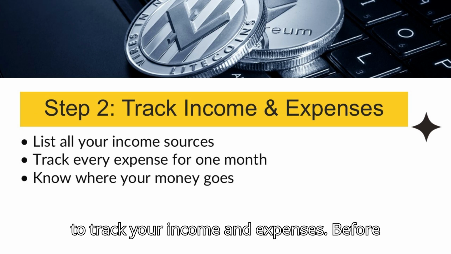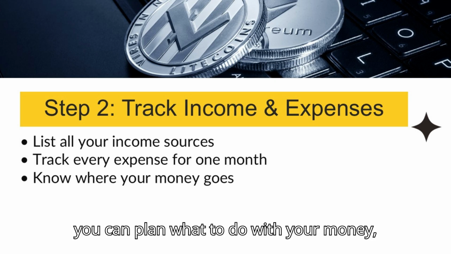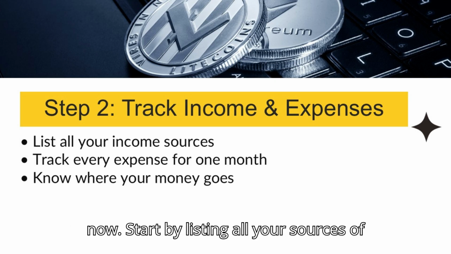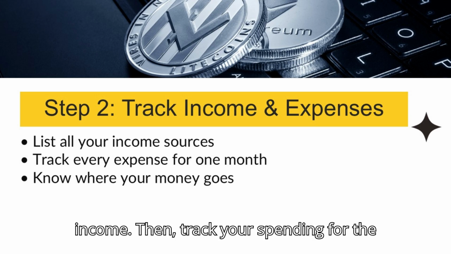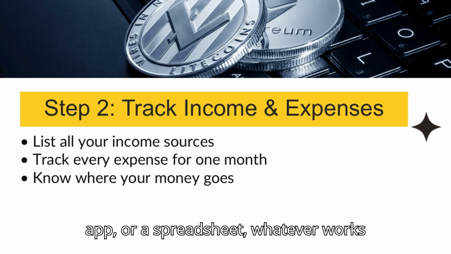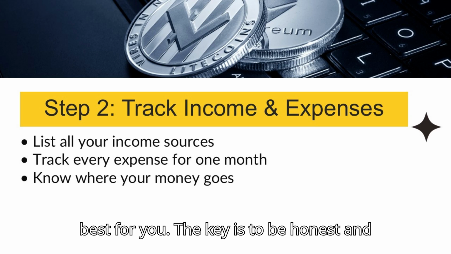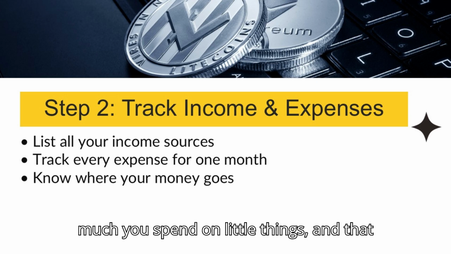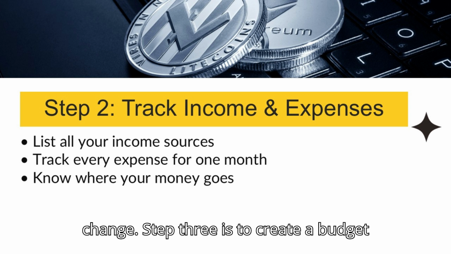Step 2 is to track your income and expenses. Before you can plan what to do with your money, you need to understand where it's going now. Start by listing all your sources of income. Then, track your spending for the next month. You can use a notebook, an app, or a spreadsheet, whatever works best for you. The key is to be honest and detailed. You might be surprised by how much you spend on little things. And that awareness is the first step toward change.